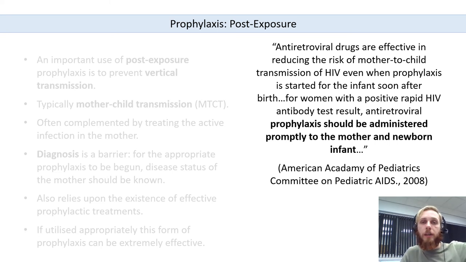So we mentioned screening for HBV, or the paper mentioned screening, and for HIV, we're just talking about HIV tests, right? So we have rapid antibody tests that can be used very, very quickly to determine if the mother is HIV positive. And if the mother is HIV positive, so she tests positive through a HIV antibody test, then prophylaxis should be begun on the infant immediately, and also on the mother as well.